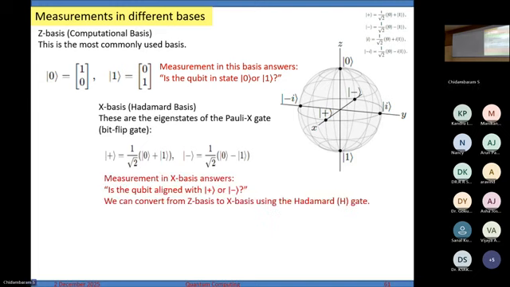Now, what do you mean by measurement in the X basis? Measuring in the Z basis, you are asking the qubit, are you in 0 or 1? Measuring in the X basis, you are asking, are you with plus or are you with minus? Because the basis in which you are measuring is the X basis. So you are asking whether the qubit is in the plus state or the minus state when you measure it. Now, what would be the measurement in the Y basis?